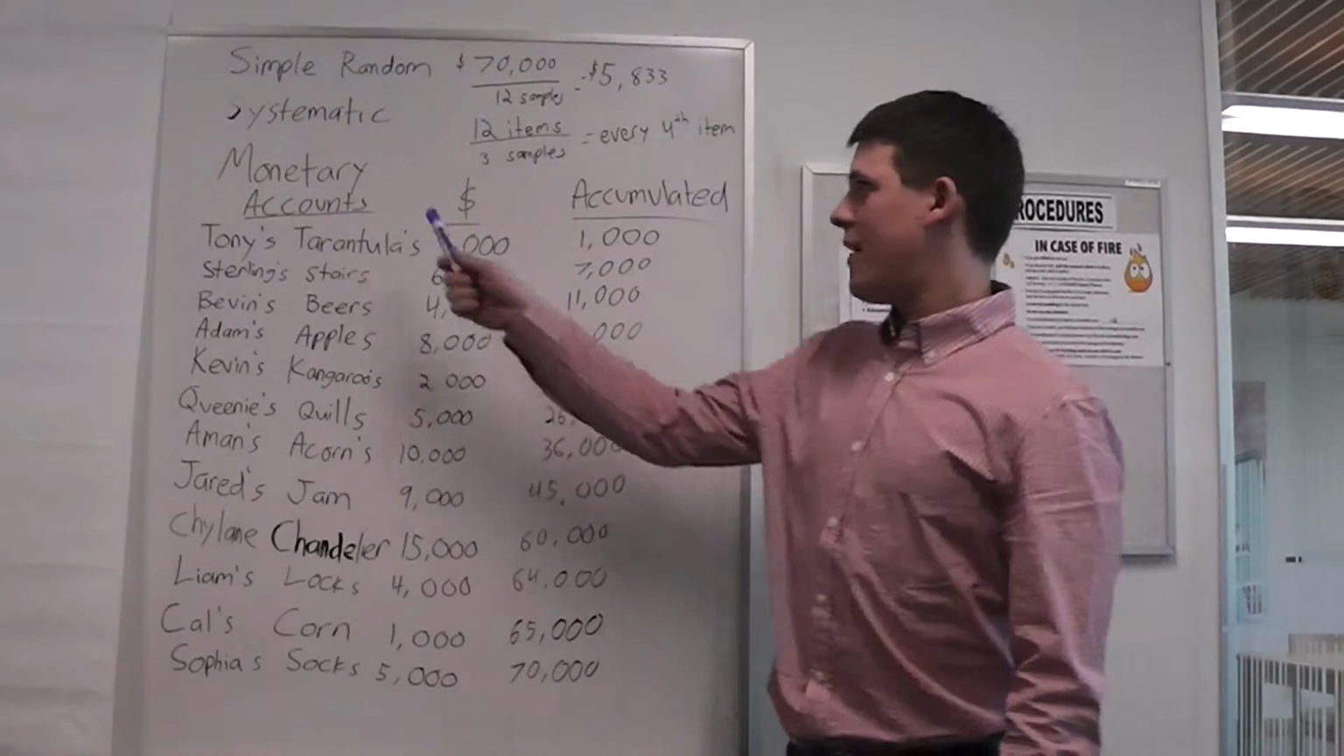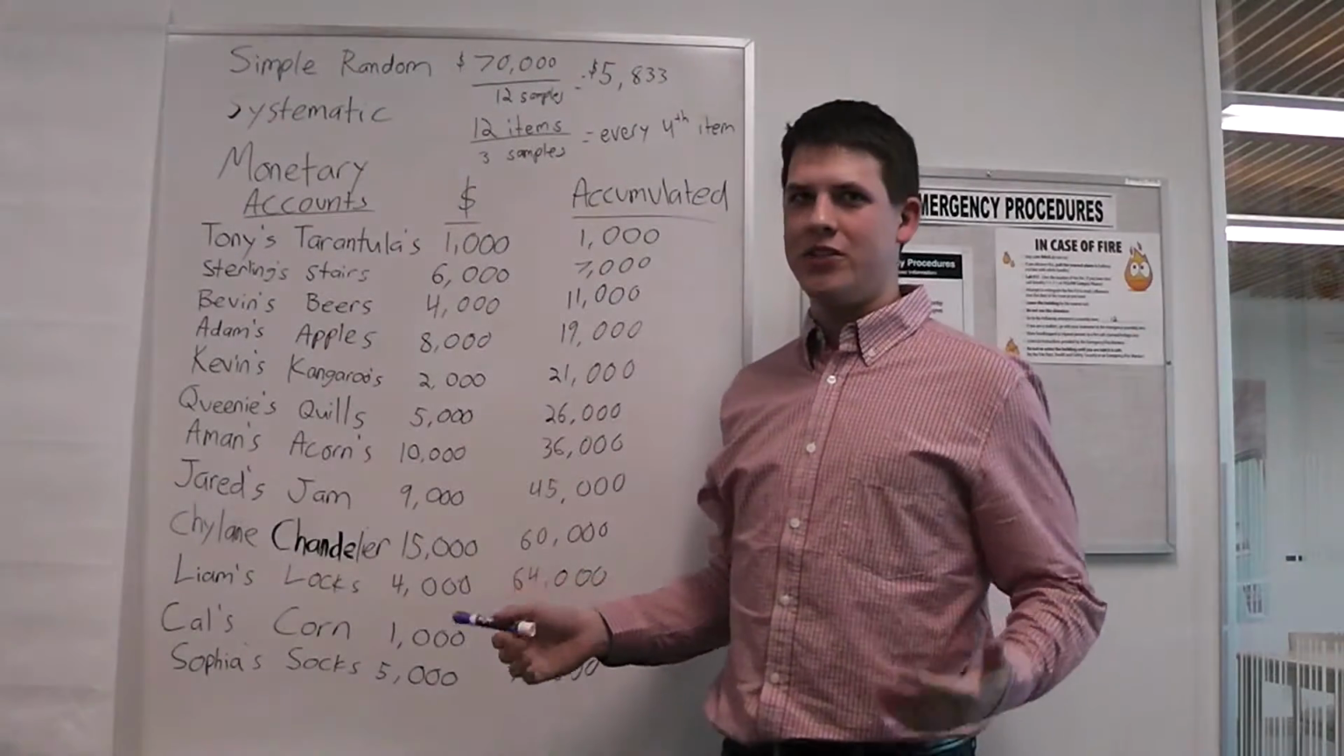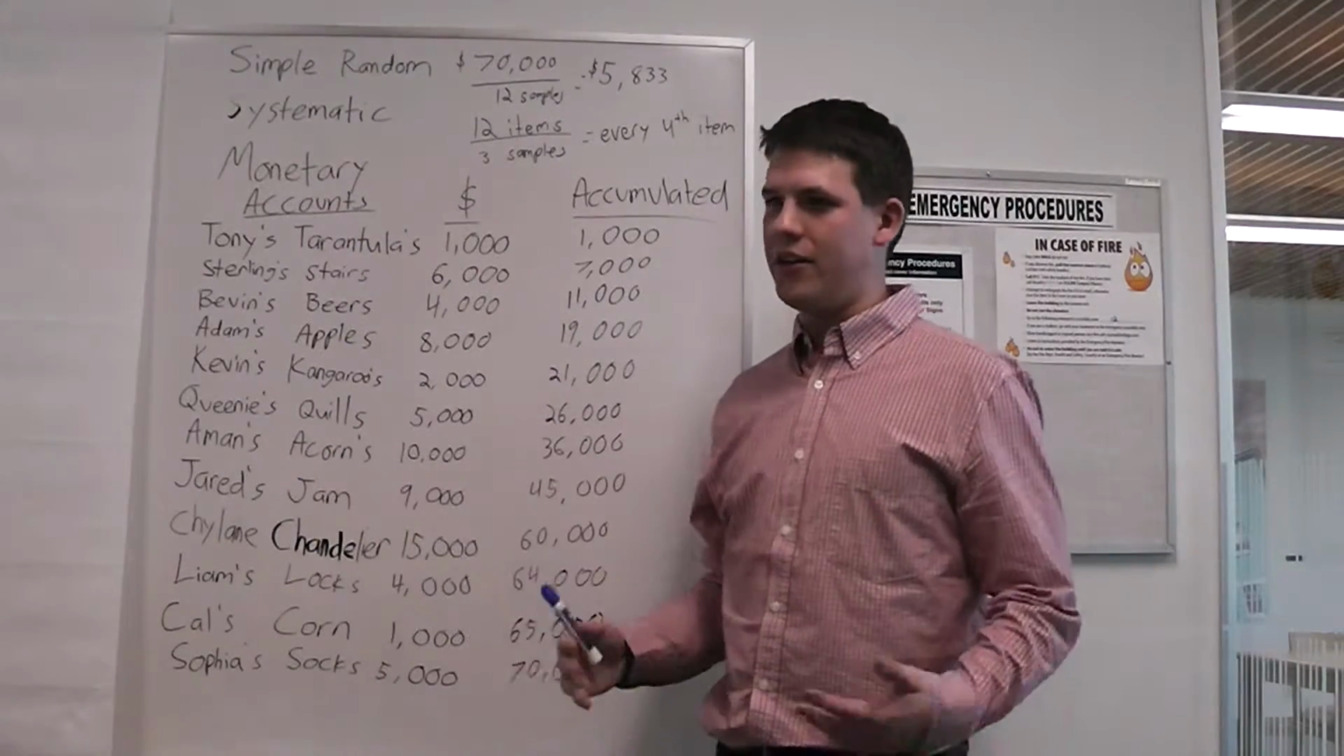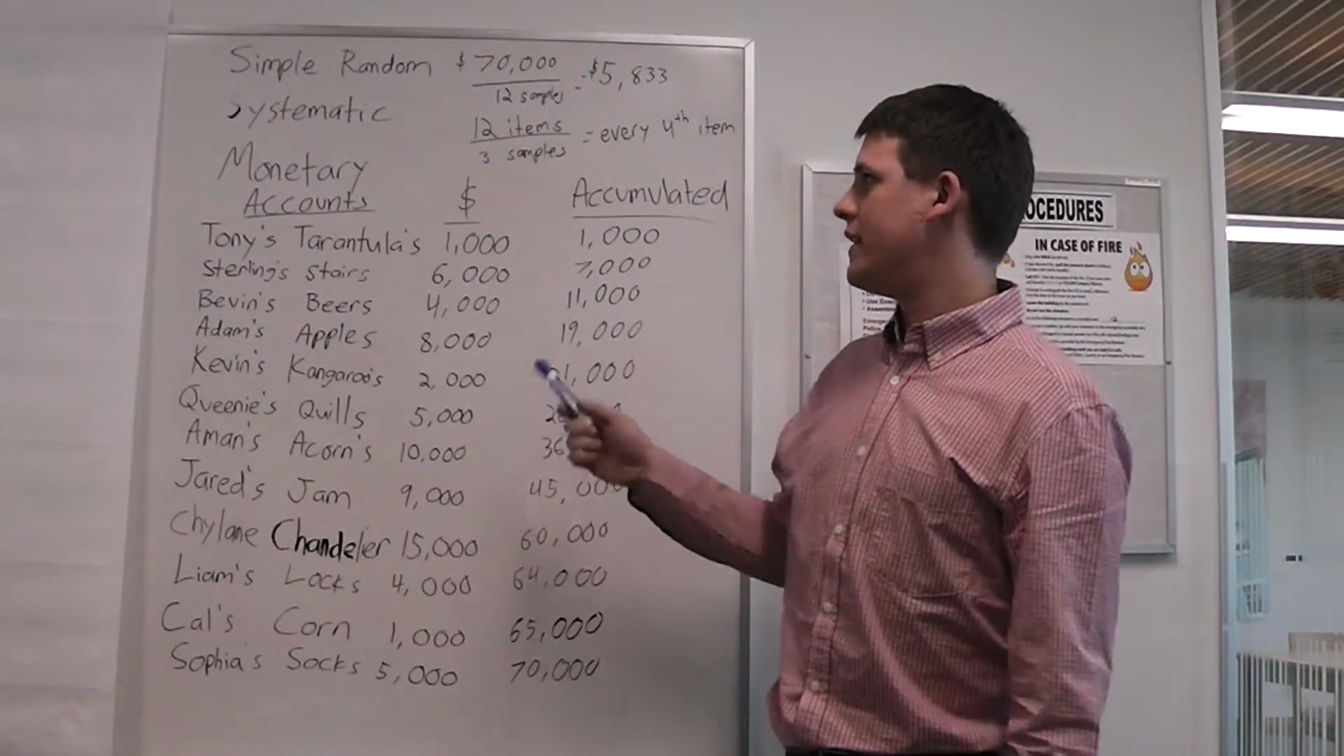Okay, so the easiest method is simple random, and that's pretty much just using a random number generator to pick numbers from these accounts here and then use those in our samples. The second method is systematic.